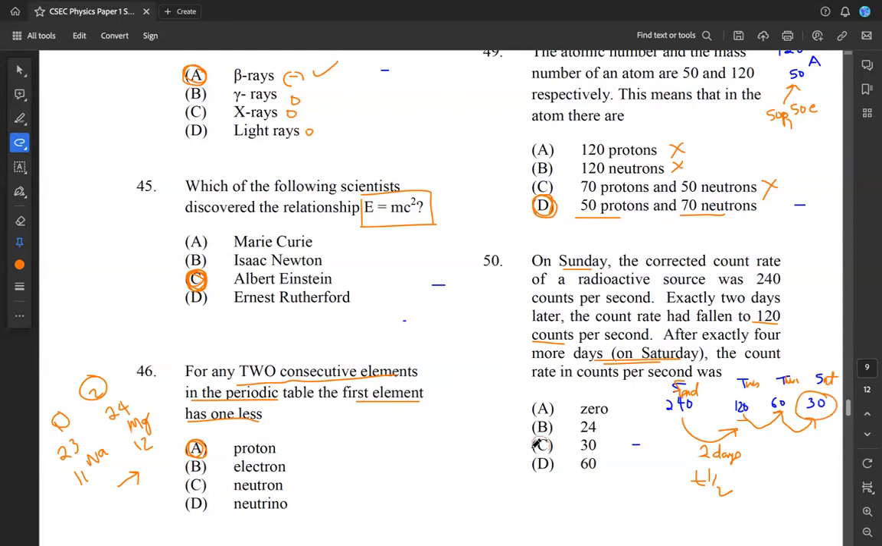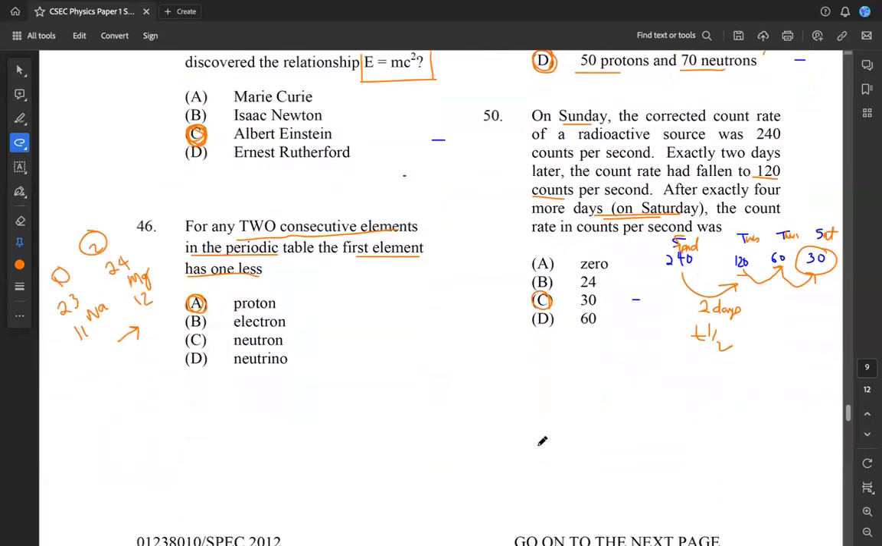Do you see that? So that's essentially 3 half-lives later. In one half-life, we lost 120. In the second half-life, we lost 60. And in the third half-life, we lost 30. So that's 30, 60, and 120. Yeah, so that would leave us with 30. Okay, so that's how we ended up at 30 here. So our answer for 50 is C.